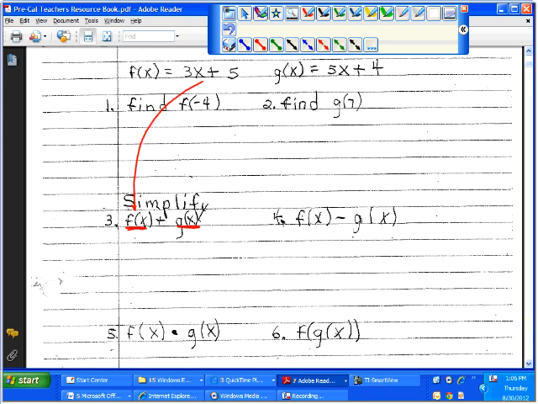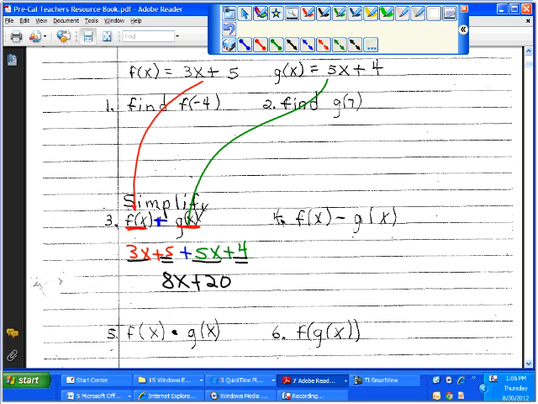So what do you do? You put what f of x is, 3x plus 5, and then here's that plus sign, plus what g of x is, 5x plus 4, and then you simplify the expression. Okay? So we can simplify the expression by combining like terms, and so we get 8x plus 9.